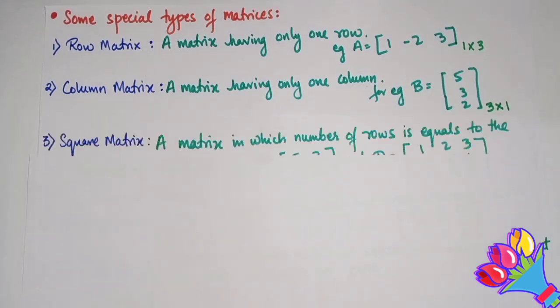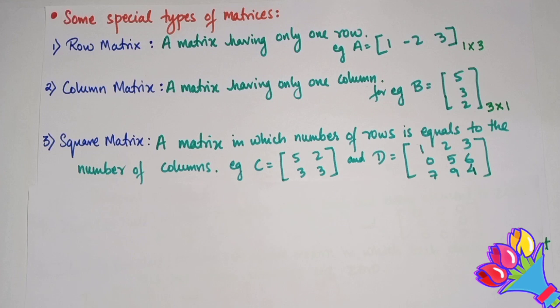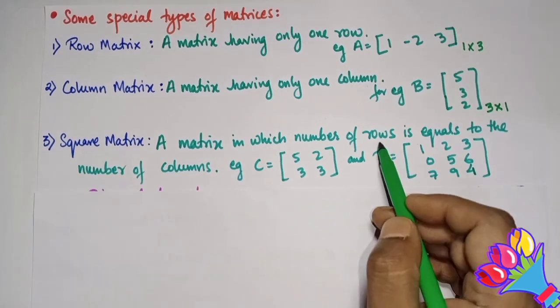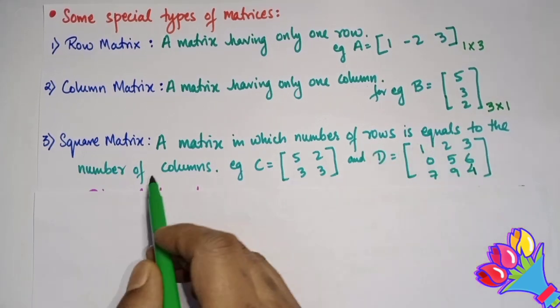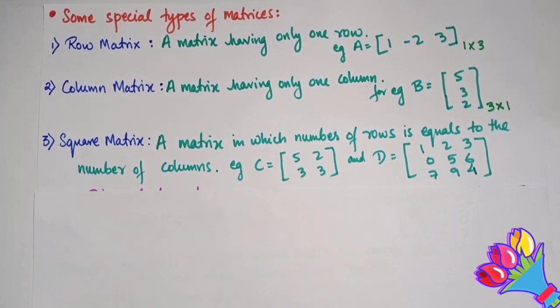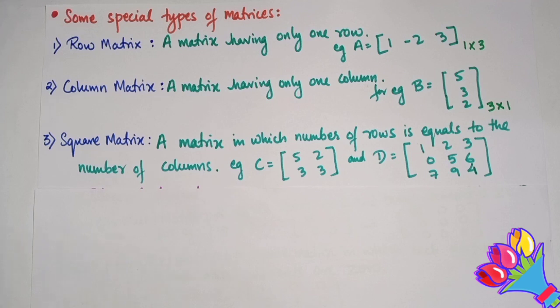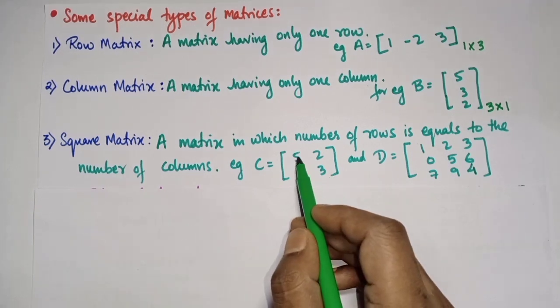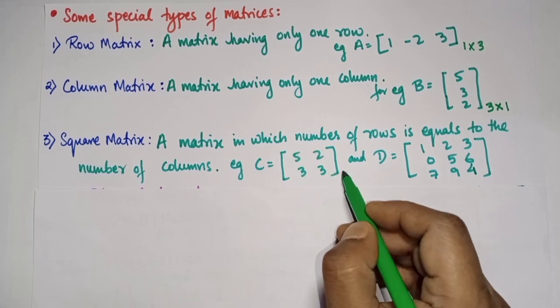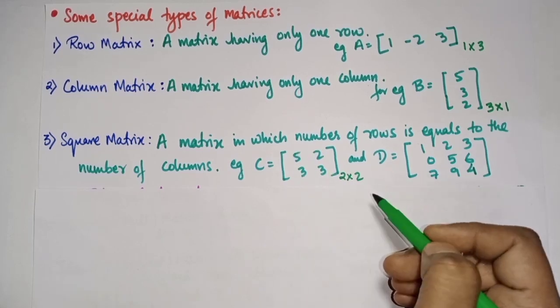Very simple. Now we have square matrix. So what is a square matrix? If the number of rows is equal to the number of columns, then we call that a square matrix. As you know, square means all the sides are the same, equal. You can see how many rows are there? 2 rows. And how many columns? 2 columns. So the order is 2 by 2.